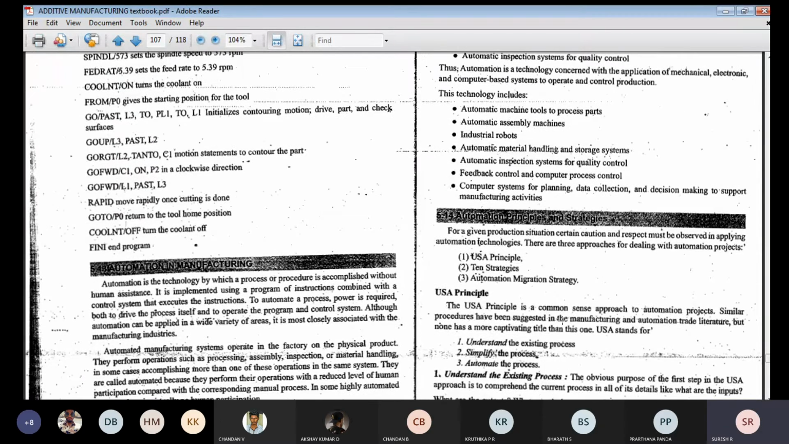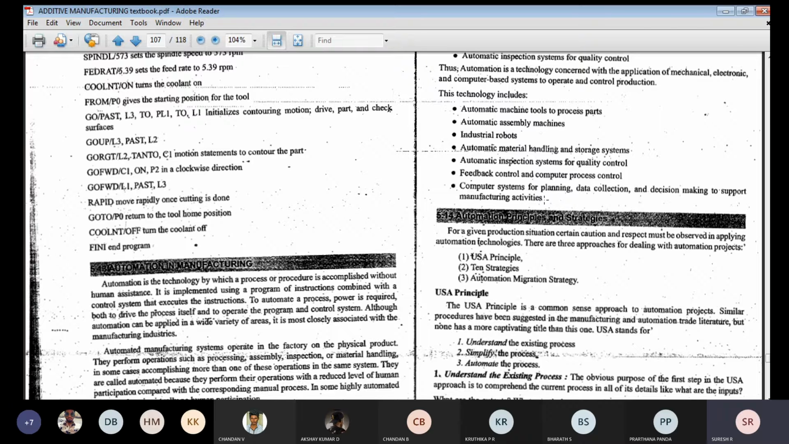The technologies used in the automation process are automatic machine tools that process parts, industrial robots, and automated inspecting systems for quality control. Everything will be done with the help of the automation system. Now we move to the automation principles, on which principle it works.